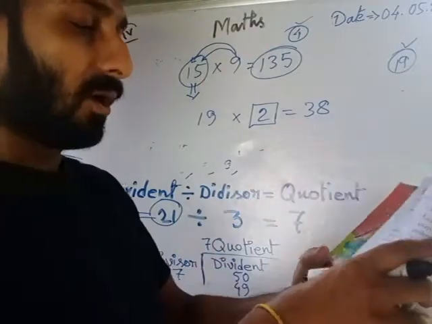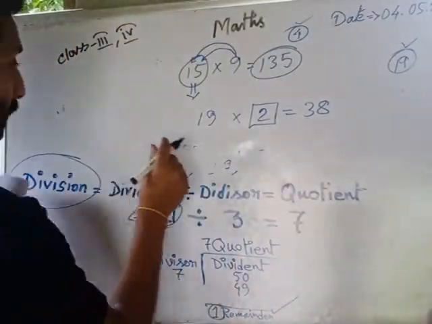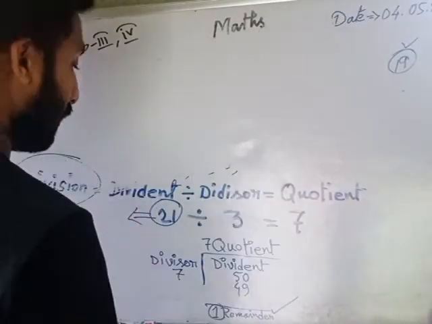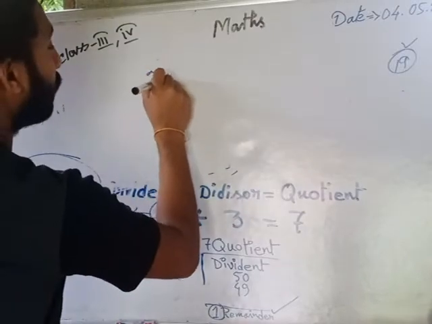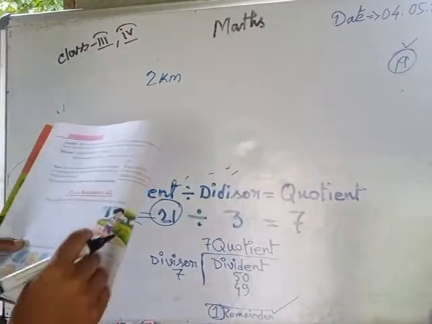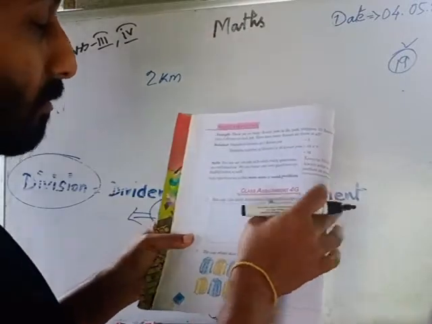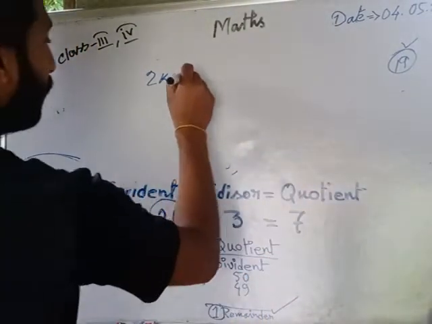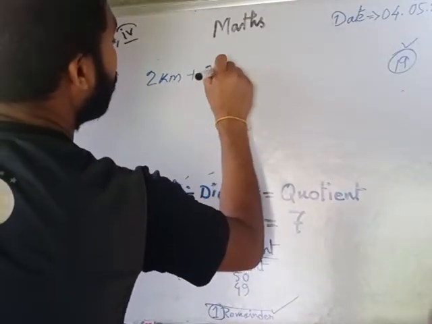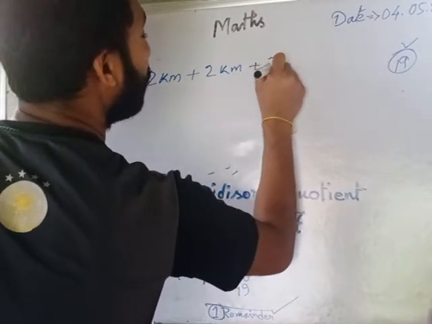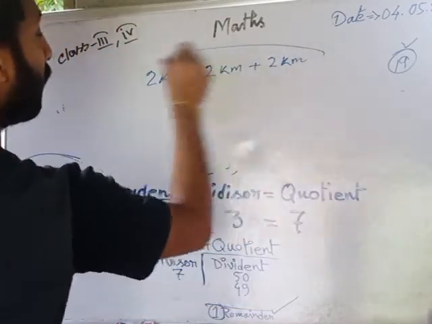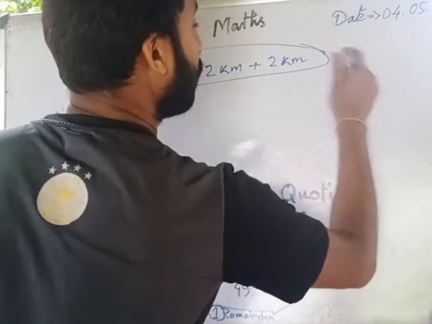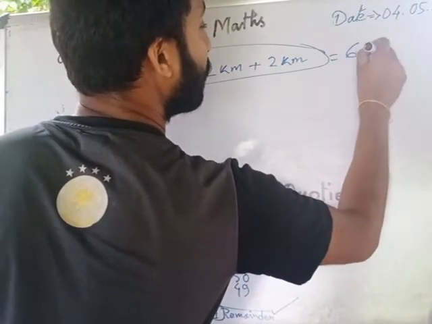Rita jogs 2 kilometers daily. That means each and every day Rita jogs 2 kilometers. But how many kilometers will she jog in 3 days? If it is 3 days, that means it is 3 times repeatedly. That is the repeated addition form. 6 kilometers it is.